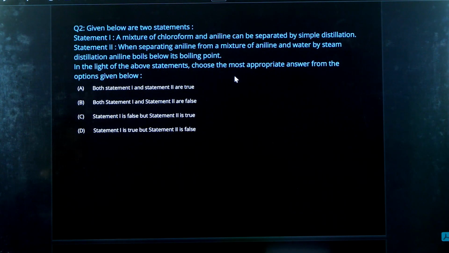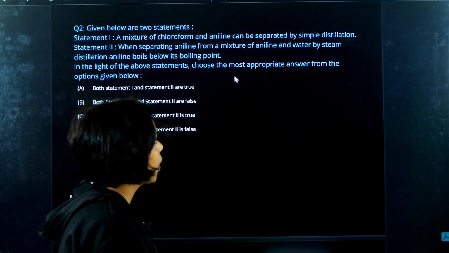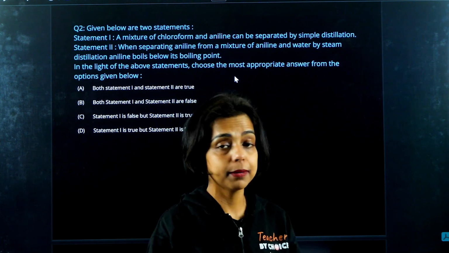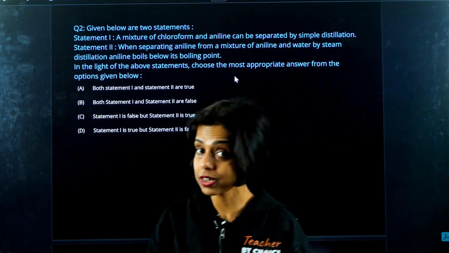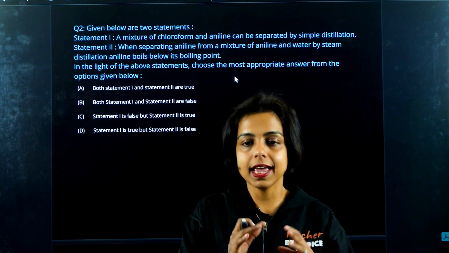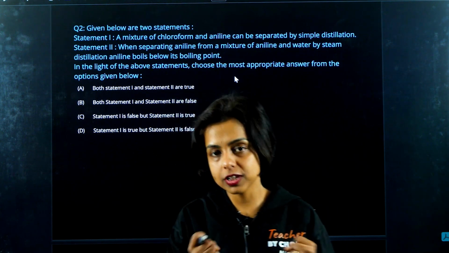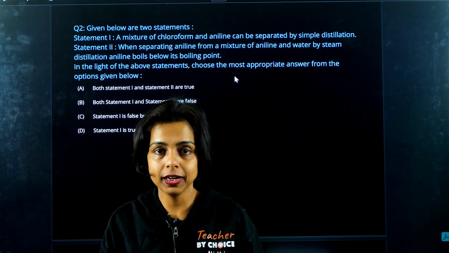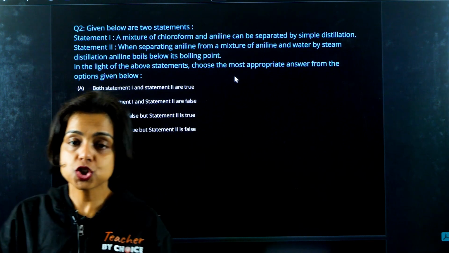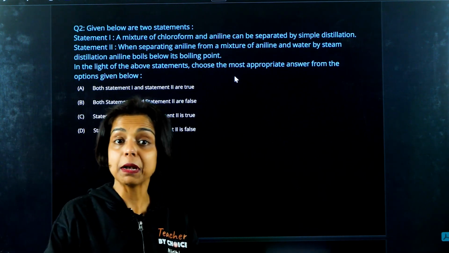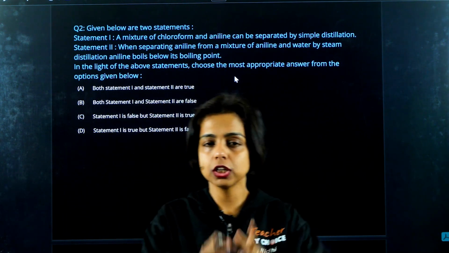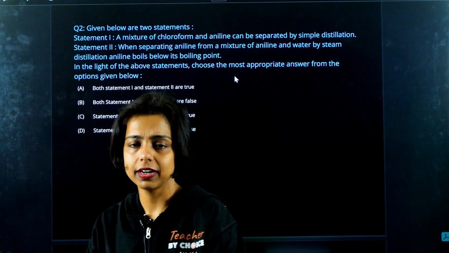Given below are two statements. Statement 1, a mixture of chloroform and aniline can be separated by a simple distillation. Let's check whether it is right or not. Indeed, because aniline and chloroform have an appreciable difference in their boiling points, and substances which differ in their boiling points appreciably can be separated by simple distillation. This you must have done in class 9th even, right?